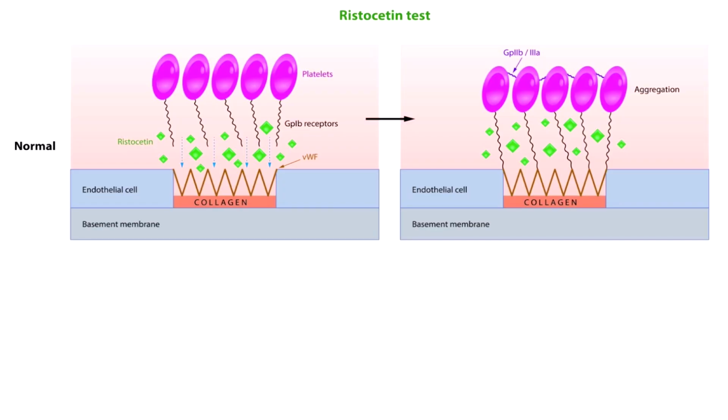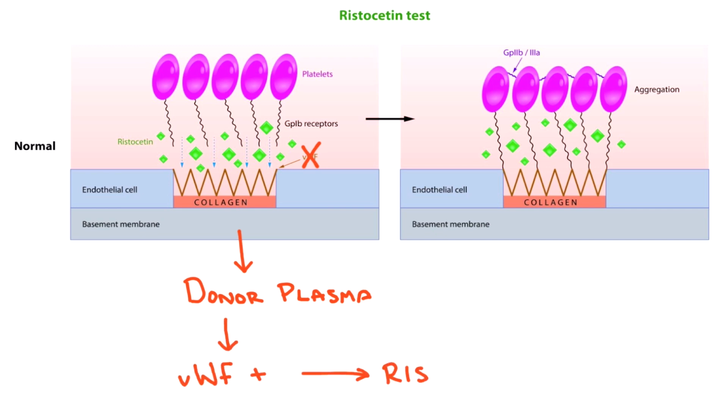Let's revisit this illustration briefly. Now, in case of von Willebrand disease, we do not have von Willebrand factor. If we add the donor plasma to the patient's blood, this will be called a mixing study. The donor plasma contains von Willebrand factor. Therefore, the ristocetin test will correct with mixing studies in case of von Willebrand disease. This is because mixing of the recipient and donor plasma will replete von Willebrand factor in the donor plasma.